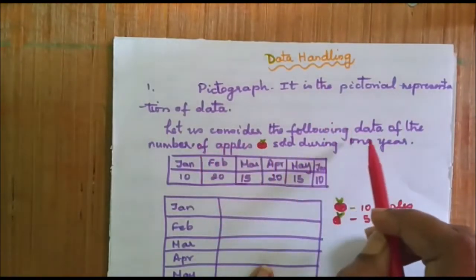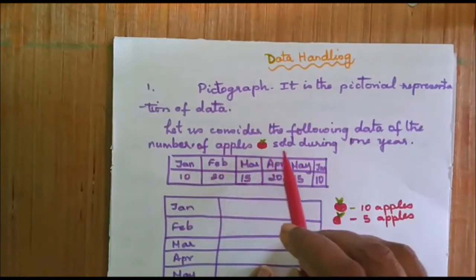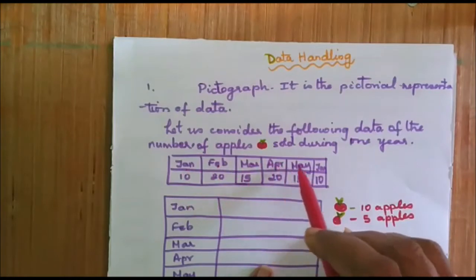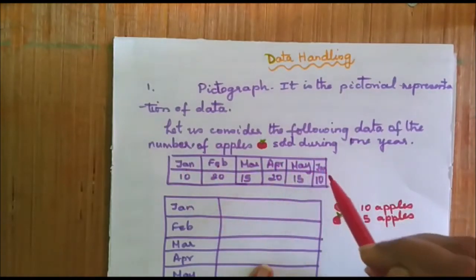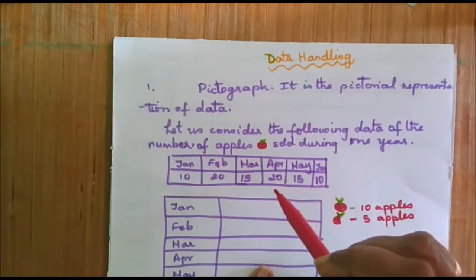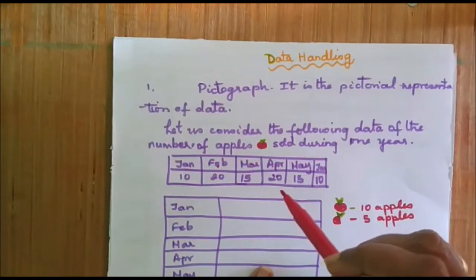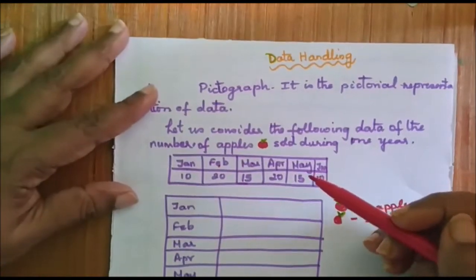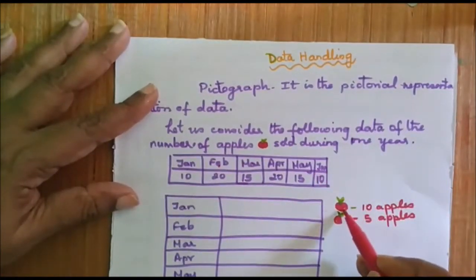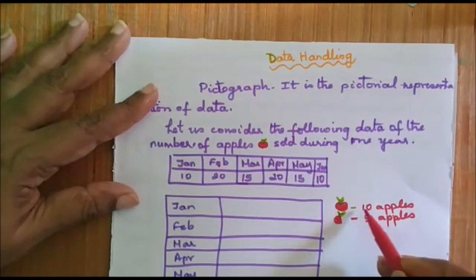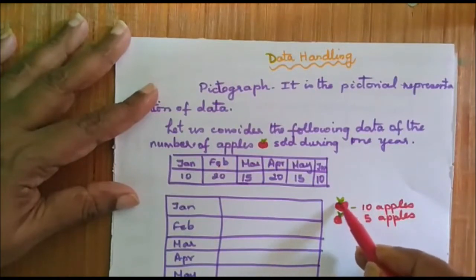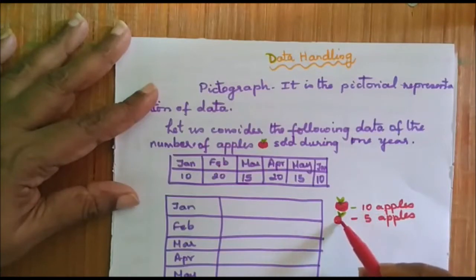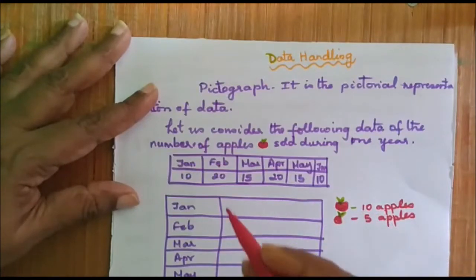Let us consider the following data of the number of apples sold during 1 year. January, February, March, April, May, June. Like that, they have given the number of apples sold in each of the months. Now, we can represent them by drawing pictures. Here, I have made the assumption that a picture of a single apple represents 10 apples and half an apple represents 5 apples.